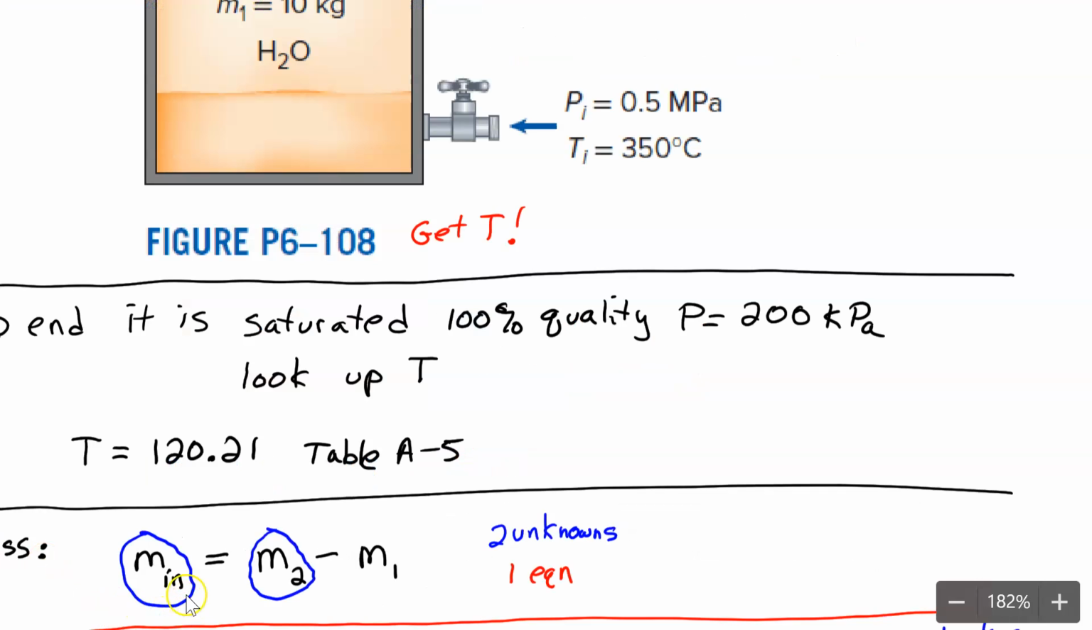Okay, for the mass, I have mass that comes in on the left-hand side. That's a positive, and that equals the final mass that's in the system minus the initial mass. I've circled the unknowns in blue, so I have two unknowns and I have one equation. So I need another equation. What else can you do? The next thing you can do is to write the energy equation. See if you can write an energy equation for this.